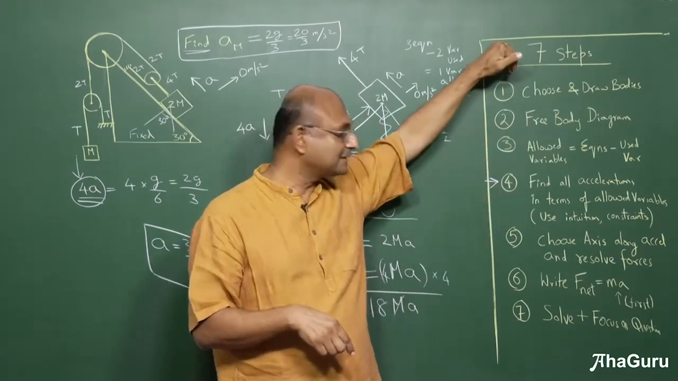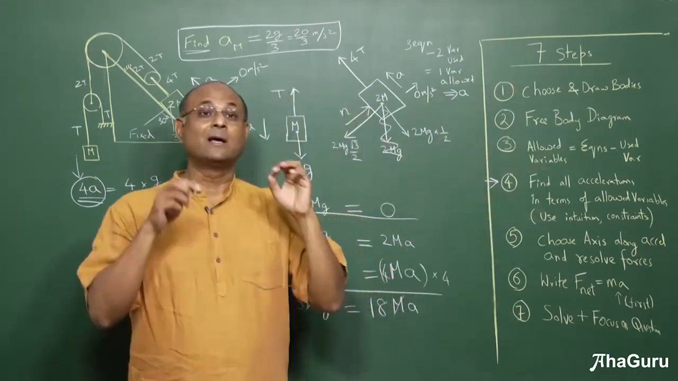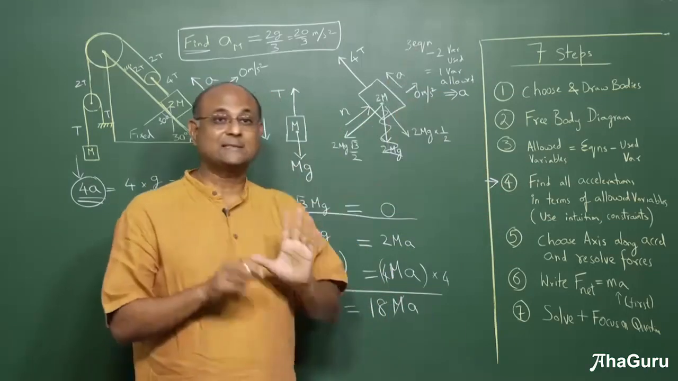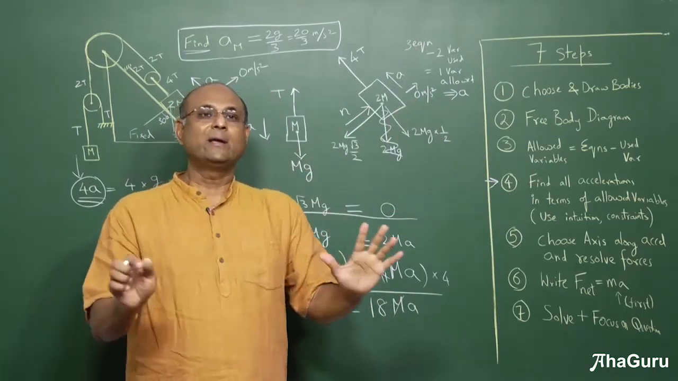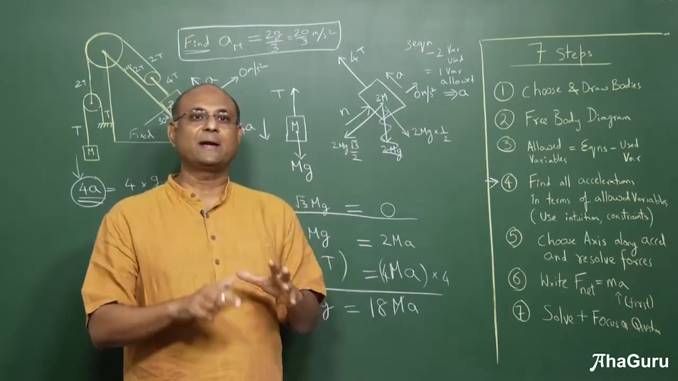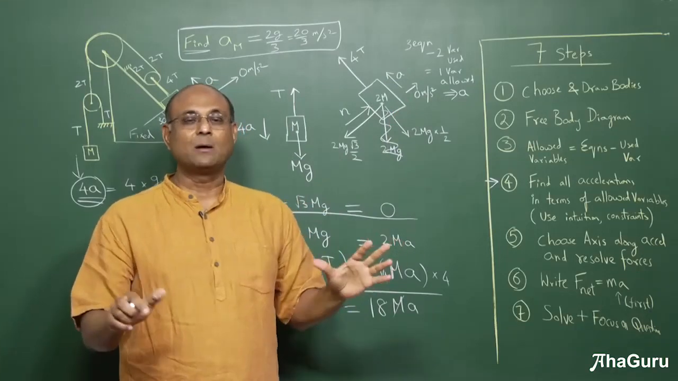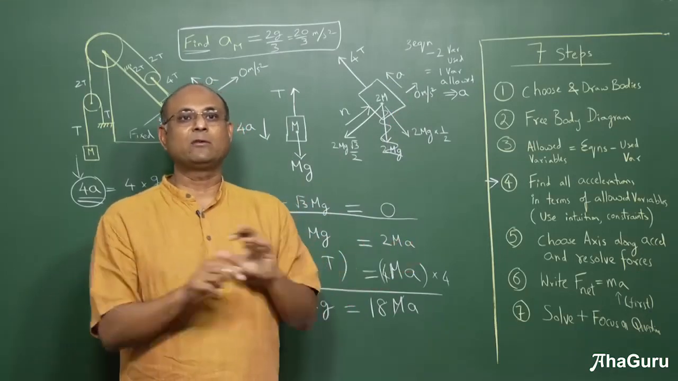So do you understand why this is a very, very tight set of systems? You need to follow this entire set of 7 steps. You keep doing it repeatedly. As you learn, you will find that it becomes extremely easy to master and do any kind of Newton's law problem.